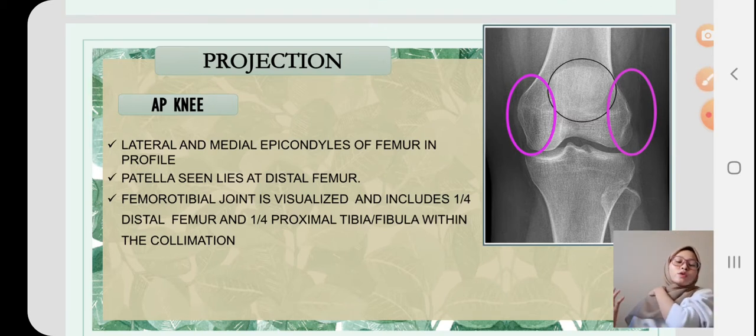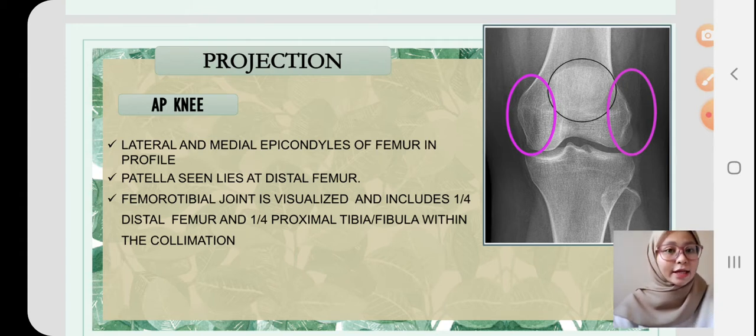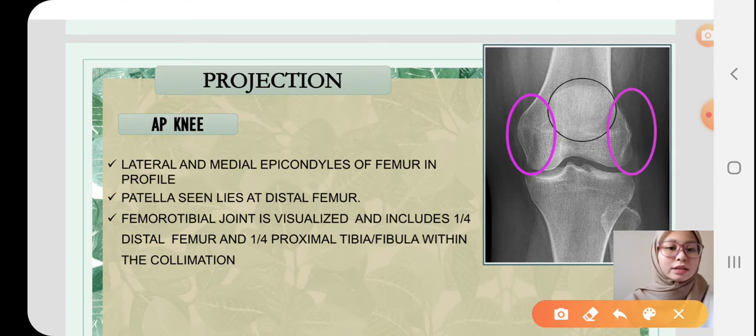Next is the evaluation of the projection. Why do I say it is an AP knee projection? It is because the lateral and medial epicondyles of the femur are in profile. Here they are in profile, and the patella lies at the distal femur.